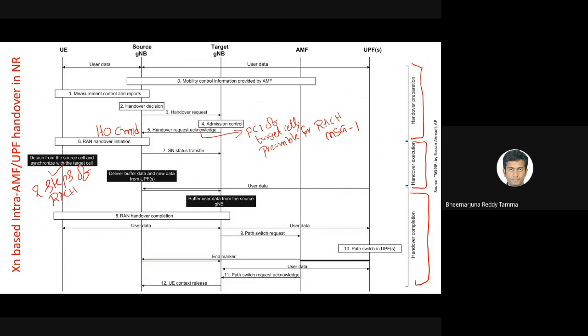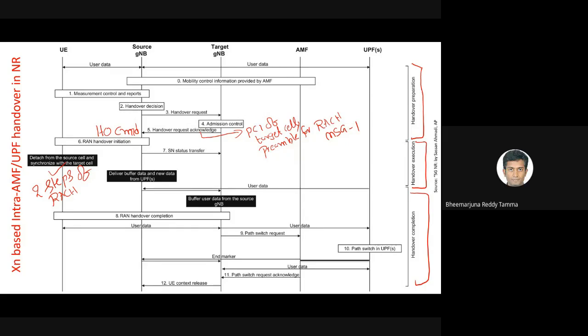And in this entire illustration, can somebody tell me from what time onwards the source gNodeB has to start buffering the data? After RRC handover completion. After? Oh, okay. You're right. After 6, I think, after the source has told the UE that you should get connected to the target base station, then from that point onward it should start buffering the incoming data from the UPF. Whatever data comes, it must put in the buffer.